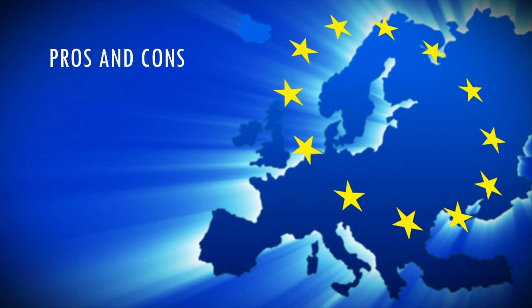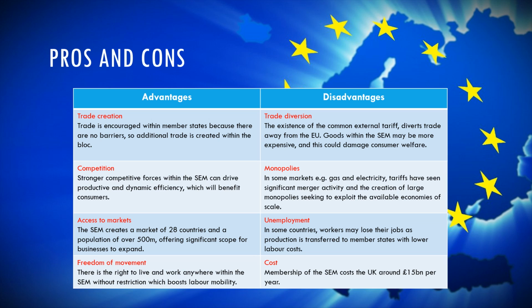The pros and cons of being part of the European single market. Well, an advantage of being part of the EU is that trade is encouraged within member states, and that can benefit members' economies. There may be stronger competition within the market, which can make firms more efficient and can also benefit consumers through more choice and lower prices. For businesses, there's access to a large base of customers, 28 countries and over 500 million potential customers. So a lot of opportunity to expand and benefit from economies of scale.